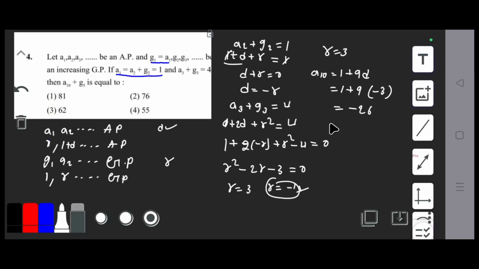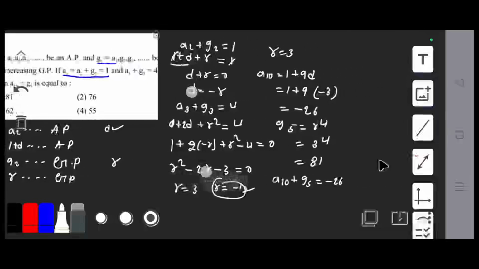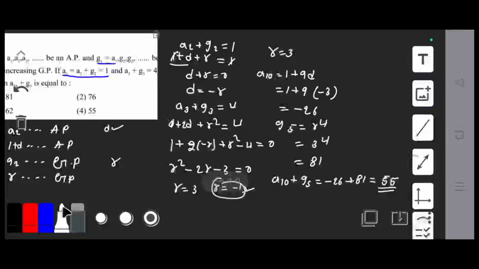And G5 is equal to R power 4, that is equal to 3 power 4, which means 81. So you need A10 plus G5 is equal to A10 value minus 26 and G5 value plus 81 is equal to 55. The answer is 55. So option 4 is the right answer.